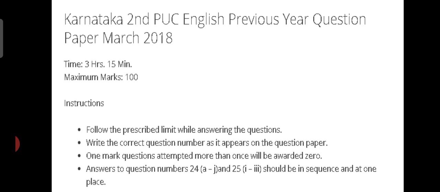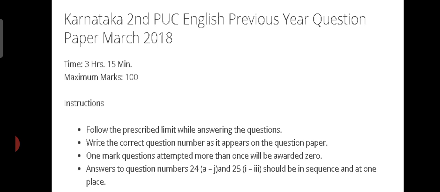Now, when you go to the comprehension passage, it starts with a question number, maybe for example 36 or 37. You are not supposed to write 1, 2, 3, 4 and answer the 10 questions there. You have to follow the exact question number that is written on the question paper. Do not write your own question numbers when you proceed to the next section.